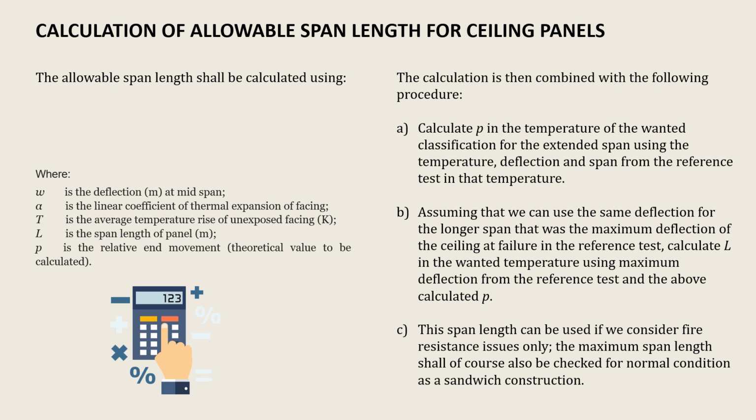For calculating the allowable span length of a ceiling panel, this equation is used. First, we determine P by using the temperature, deflection, and span from the reference test at the desired classification temperature. And then we calculate L assuming the same maximum deflection as in the reference test. And then we compute the span for the desired temperature using the calculated P. And finally, we verify that the span length applies to fire resistance and it also meets the structural requirements for normal conditions as a sandwich panel.